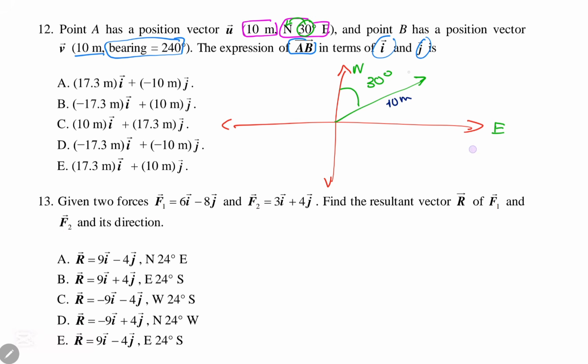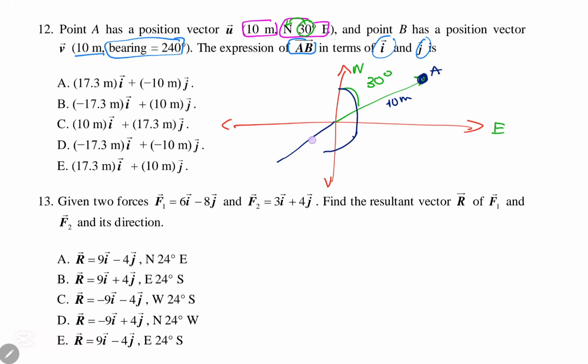And for point B, so this is point A over here. For point B, it has a position vector v, 10 and bearing 240 degrees. Now remember the bearing, we always need to start from the north. So this is 90 degrees. What's 240 minus 90? That's going to be 150. This is another 90 degrees. So that's minus another 90, that's going to be 60 degrees. So now I have 60 degrees left.